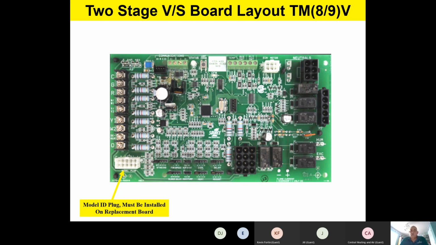So if I've got to replace the board, don't forget to take the model ID plug off the old board and then snap it onto the new board. And then as soon as you power it up, it knows that it's on a particular size furnace. So the model ID plug has to be installed on the replacement board. Don't forget to tell the technicians to take that model ID plug off the old board, snap it on the new board, and as soon as they power it up the first time, the board will know it's on a particular size furnace. So that model ID plug is important to configure the board to tell it what size furnace it's hooked up to.